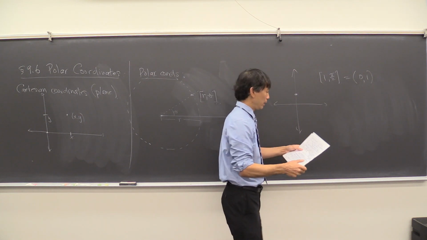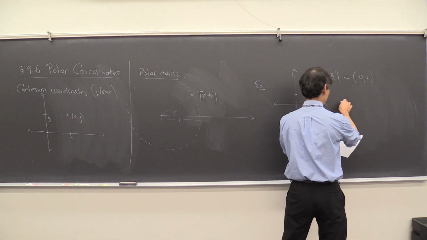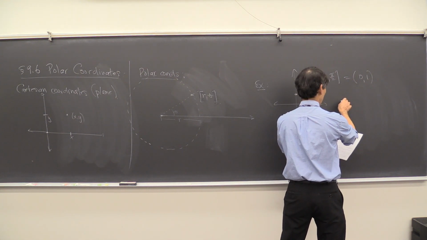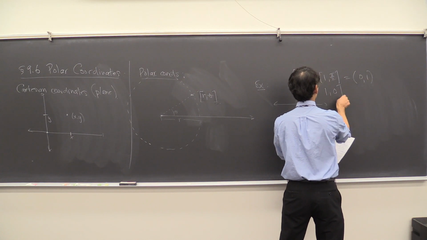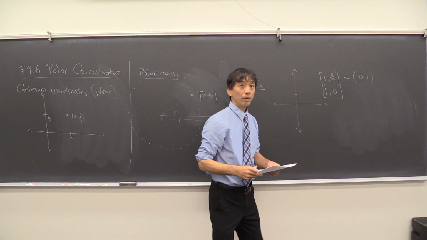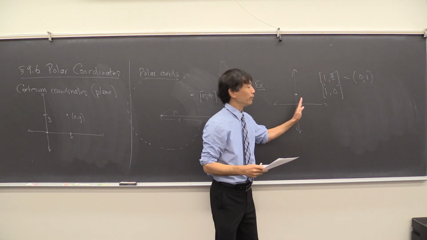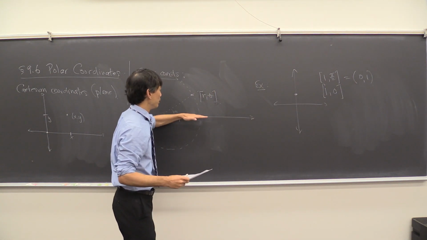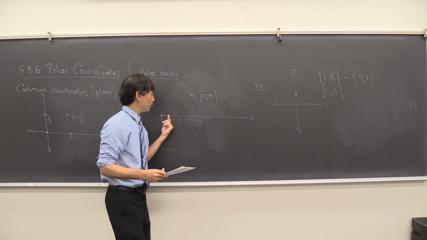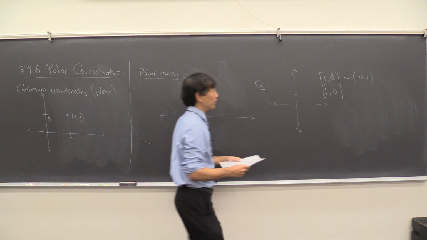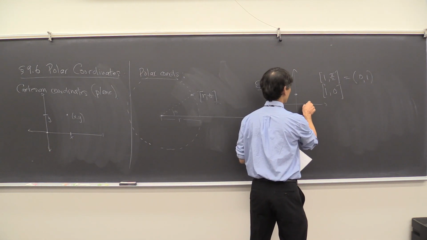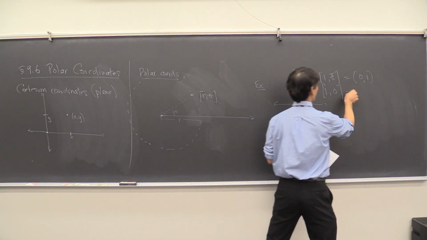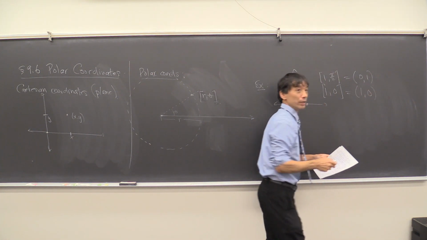That's 0, 1. If I say, like, 1, 0, well, that's again distance 1 from the origin, but at the 0 angle. So you go from the 0 angle and you travel 1 length away from the origin. So that's this point here, which is still 1, 0 in Cartesian coordinates.